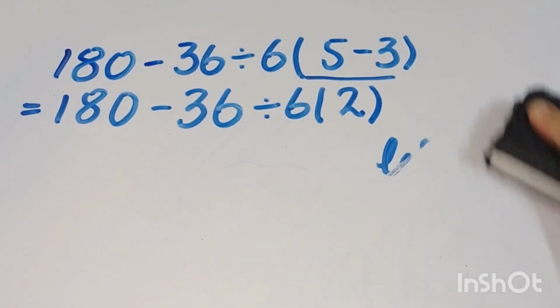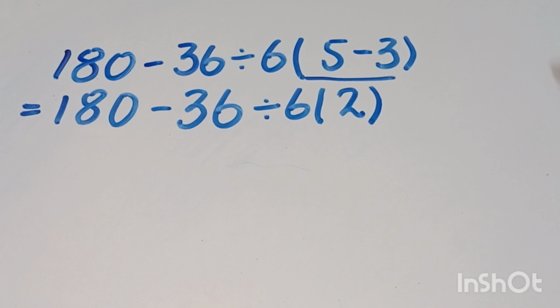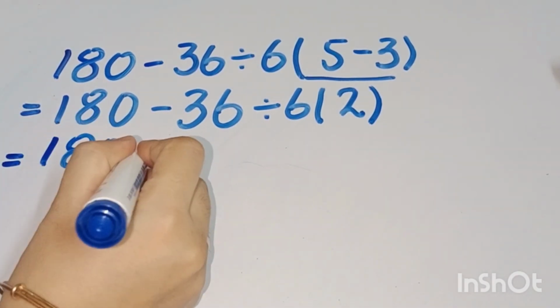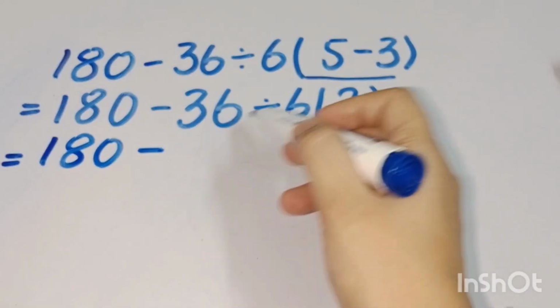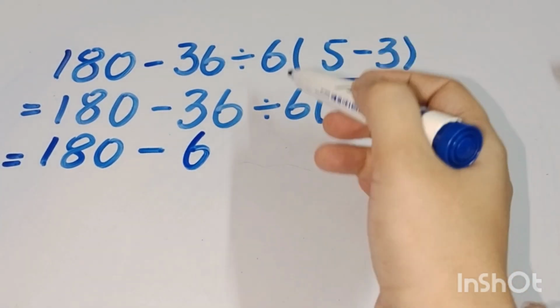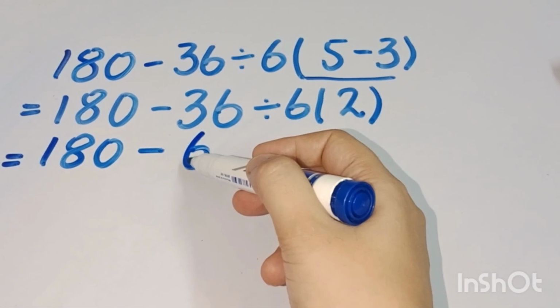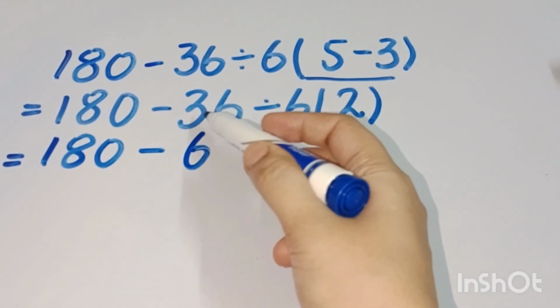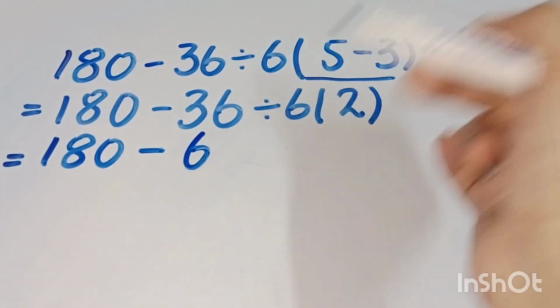Now shifting to my next step. Here my next step is 180 minus 36 divided by 6 equals 6. Why does it equal 6? As we all know that when we multiply this 6 by 6, it will become 36. That's why the answer of 36 divided by 6 is 6.